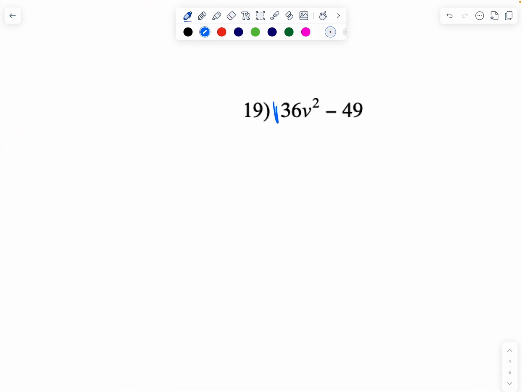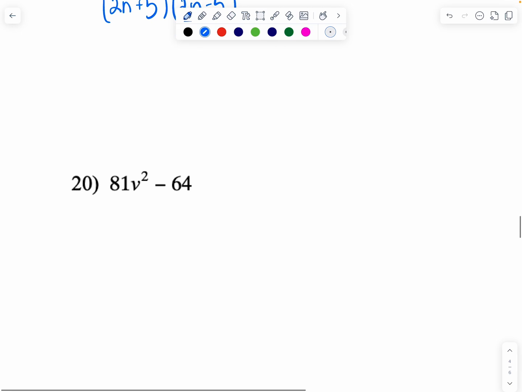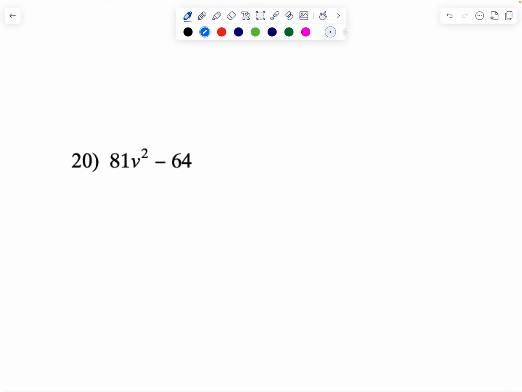Number 19, square root of 36v squared and square root of 49. So square root of 36 is 6. Square root of v squared is v. Square root of 49 is 7. One plus, one minus. All right, pause the video real quick. Do number 20 on your own, and once you have it done, unpause the video. Check your answer.